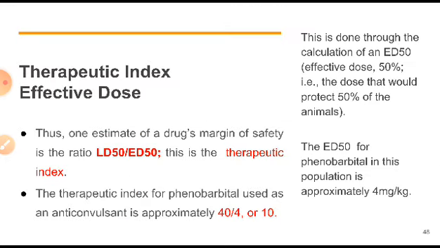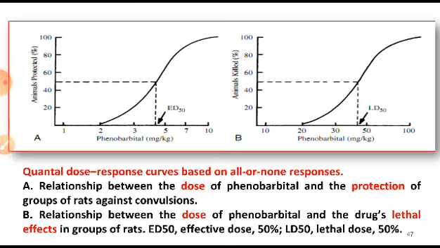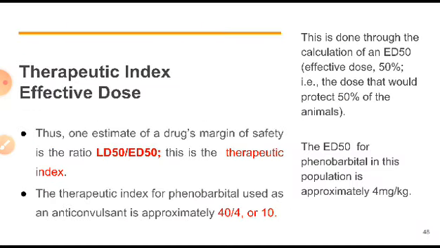Now another important term to introduce is the therapeutic index, by which the effective dose can be calculated. Thus, one estimate of a drug's margin of safety is the ratio of LD50 and ED50. This is called the therapeutic index. So very simple. Previously, I have shown you what the ED50 is and what the LD50 is. If you divide the LD50 by the ED50, you will get the therapeutic index, right? The therapeutic index for phenobarbital used as an anticonvulsant is approximately 10. By this, if you calculate, it will come to approximately 10.